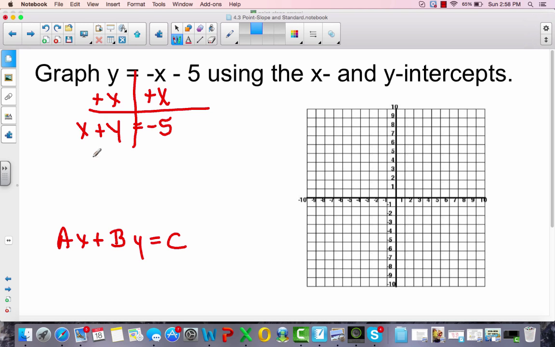So if we let x equal 0, we'll have 0 + y = 5. y = 5. No, negative 5. So we come over here to y = -5 and we put our dot. And then we let y = 0 and it'll be x + 0 = -5. x = -5. And we put our dot here at -5. And then we draw our line through the points, and we've got our line.